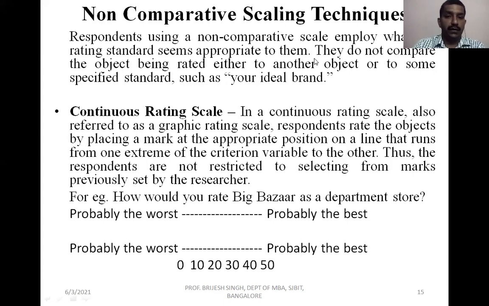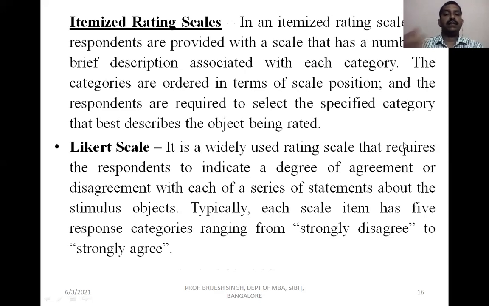Then next we have itemized rating scales also. In an itemized rating scale, generally the respondents are provided with a scale that has a number or brief description associated with each category. The categories are ordered in terms of scale position, and the respondents are required to select the specified category that best describes the object being rated.